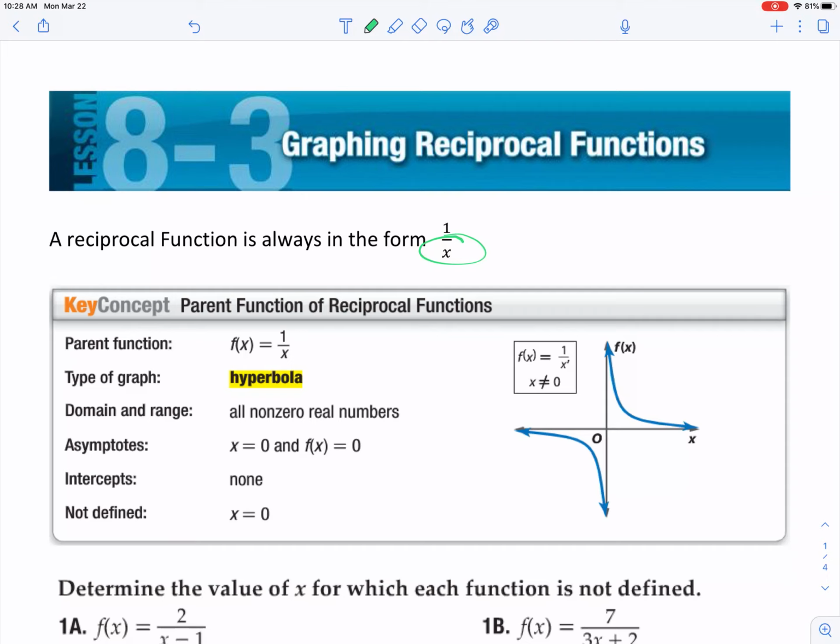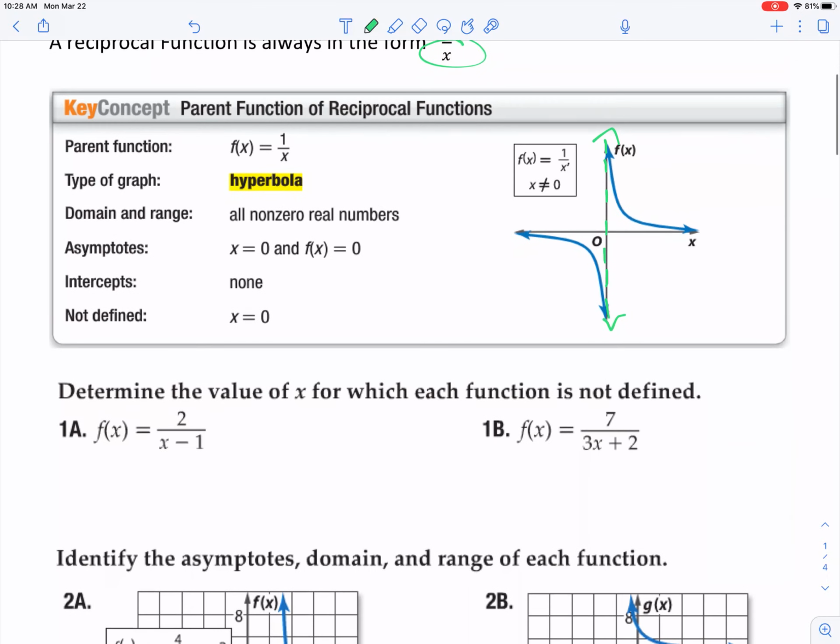However, we know that you can't divide by 0, so this is going to cause a vertical asymptote. Remember, an asymptote is where the graph approaches, but it never crosses. You have a vertical asymptote in this case, and it's right here. Again, that vertical asymptote is found by taking the bottom of your function and setting it equal to 0. That comes into play here.